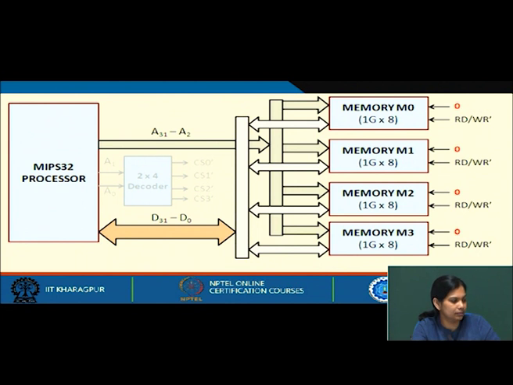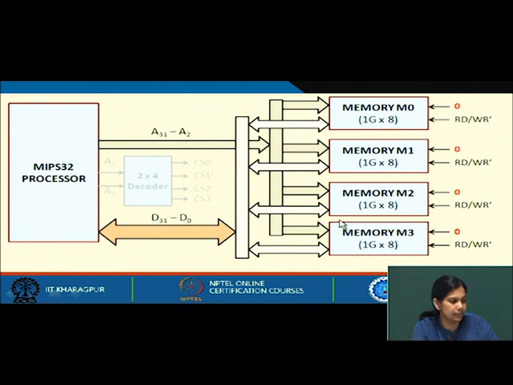Now, let us say all modules are selected at all times. And one more change we have made: this data bus is now 32 bit, and the high order address is connected to all the memory modules. In all the memory modules, the high order address is connected.